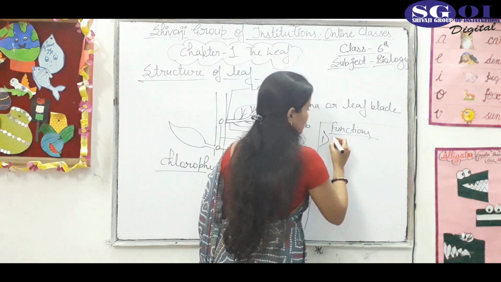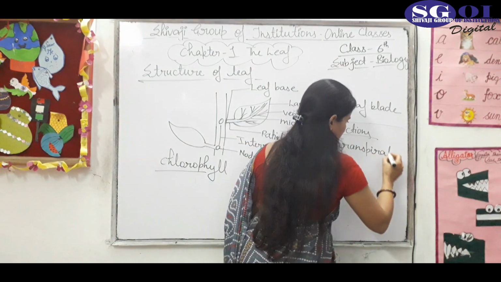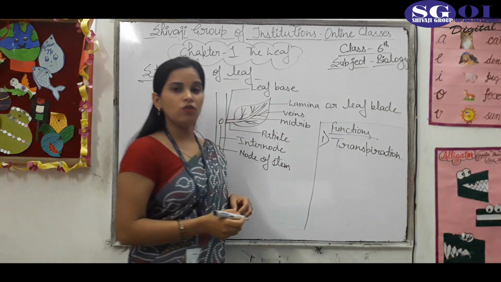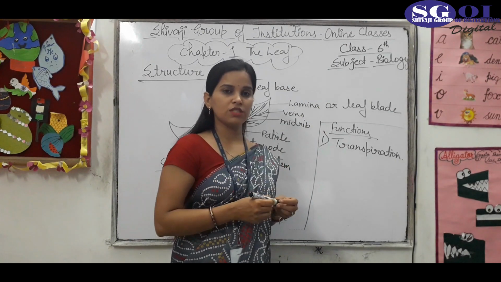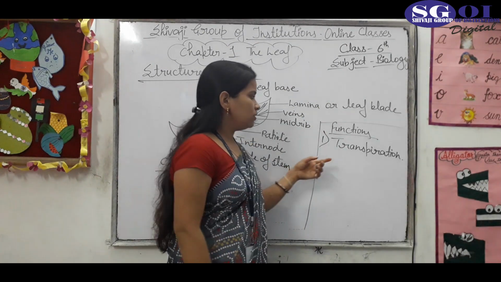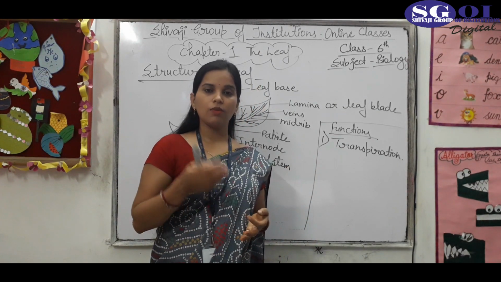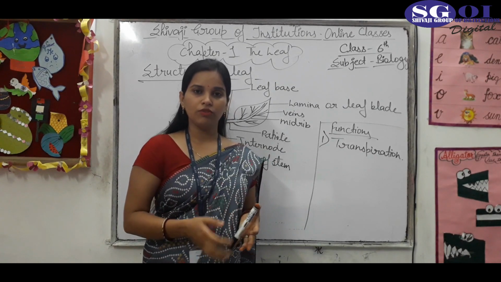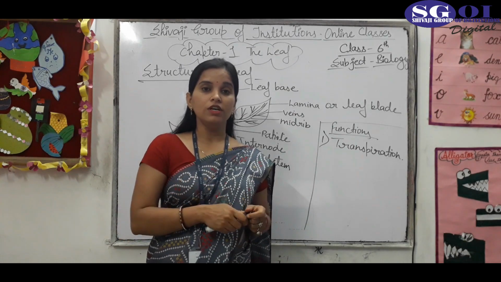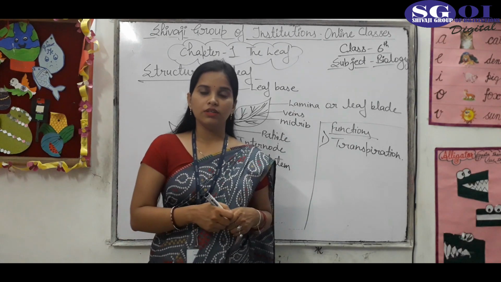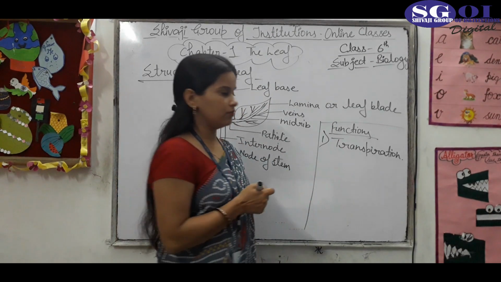transpiration. Transpiration is the process of loss of excess water in the form of water vapor. Students, there is a continuous flow of water from the root in the upward direction. The root continuously absorbs water, so excess water is lost in the form of water vapor. This process is called transpiration. It is a function of the leaf.